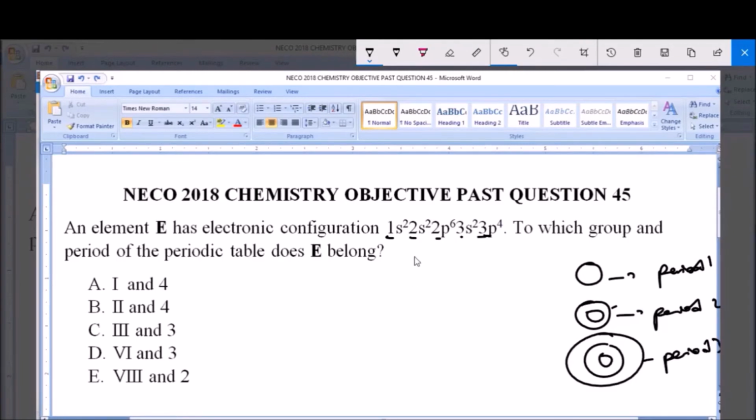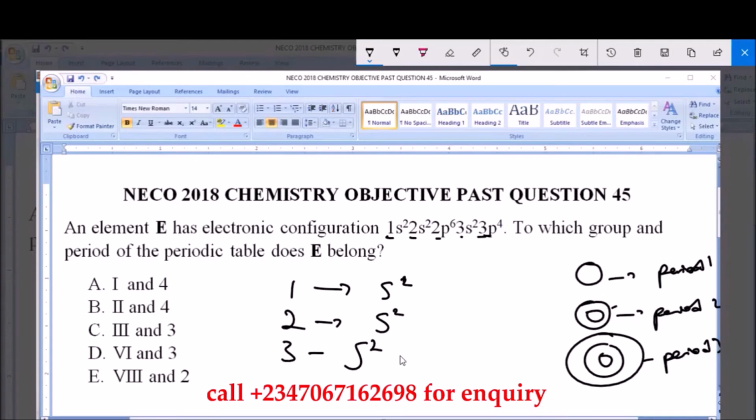For the group now, to find the group of this element: if this element was in group 1, group 1 will be carrying 1 electron on the s orbital. Group 2 will be taking 2 electrons on the s orbital. Now group 3 will be taking 2 electrons on the s orbital, that is the outermost orbitals, and 1 electron on the p orbital.